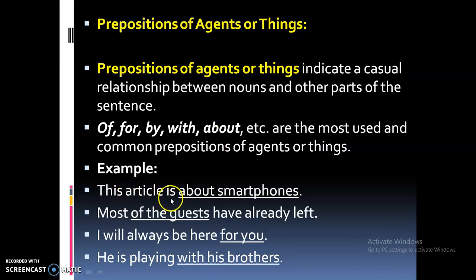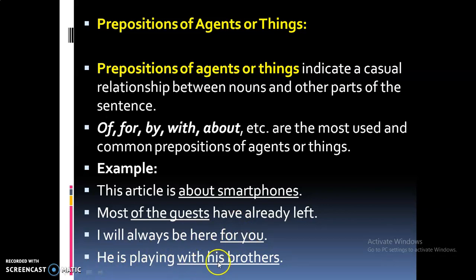So this article is about what? It's about smartphones. So this article is on smartphones. That is also correct. And this article is about smartphones. Most of the guests have already left. So most of the guests. Of the guests. I will always be here for you. Be here for you. So it is for someone, agent or thing.